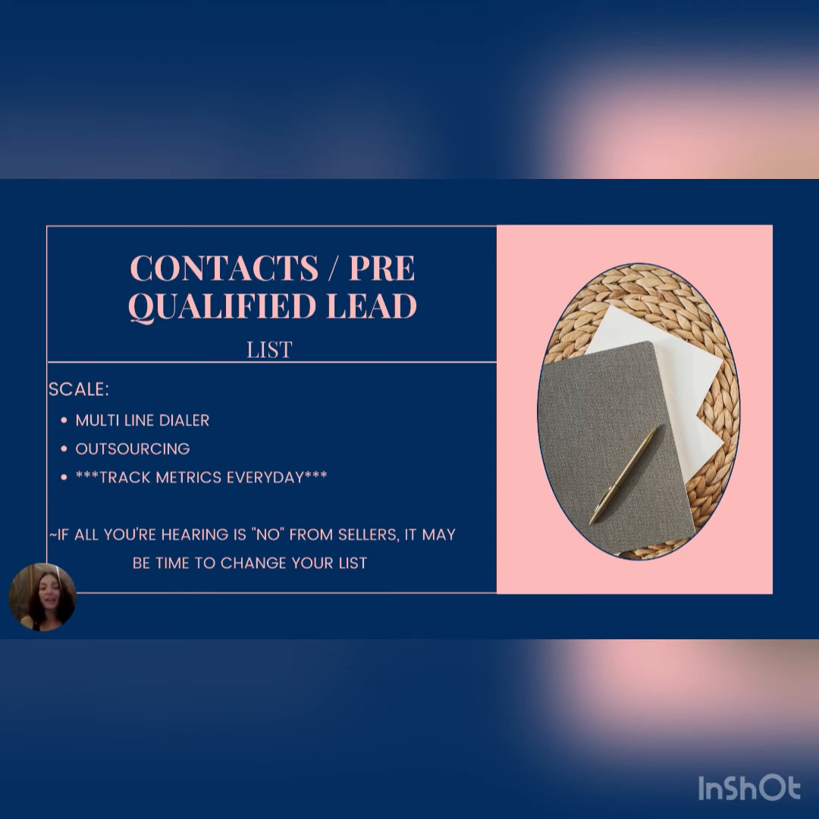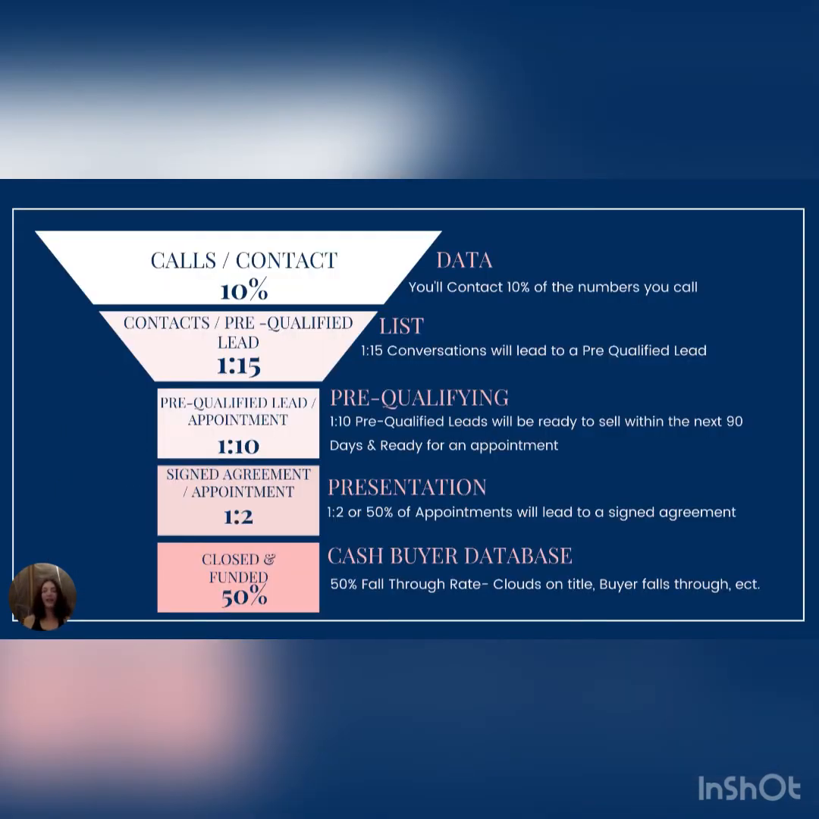But a way to scale this KPI and this conversion is through a multi-line dialer. Last week, we learned that we could 5x our call ratio using a multi-line dialer compared to hand dialing. And then another way to do this is through outsourcing, through the use of a VA, and also just making sure that we're tracking our data metrics every single day. So our list is good. Out of every 15 conversations we're having, we're getting about one pre-qualified lead, okay?